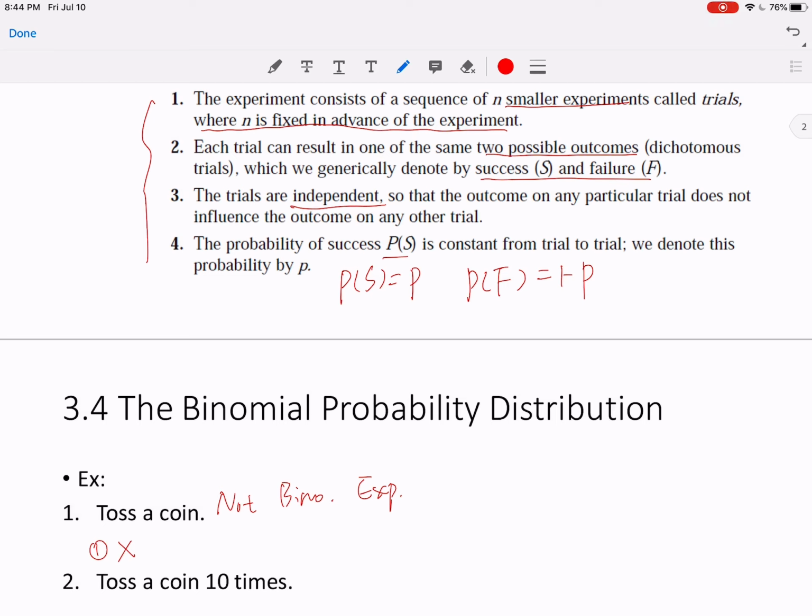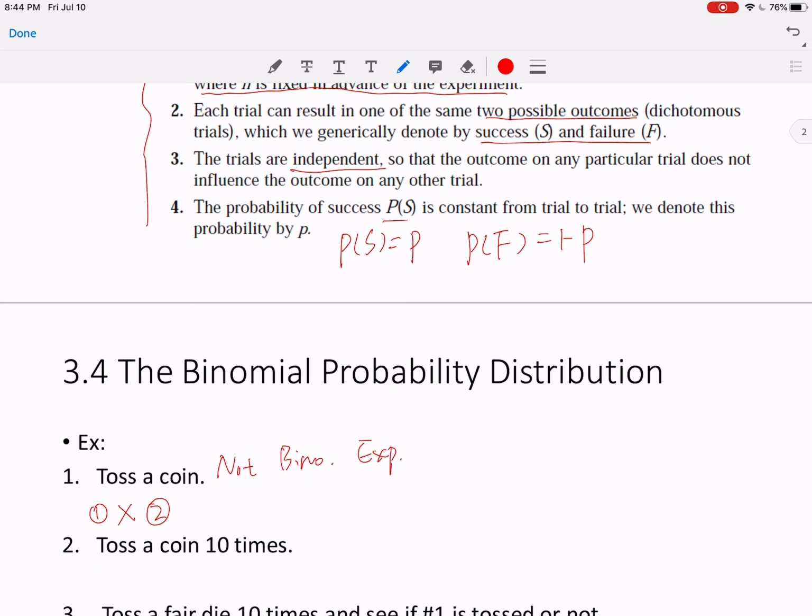Okay, this is not a binomial experiment. But let's just take a look at if any other conditions are satisfied or not. Condition two. Each trial can result in one of the same two possible outcomes. Yeah, I think this one is satisfied, because if we toss a coin, there are only two possible outcomes. They are head and tail. So number two is satisfied. Number three, independence. If trials are independent of each other, I think so, because whatever we get from the first toss will not affect the result of the second toss or any other tosses. So the condition three is satisfied.